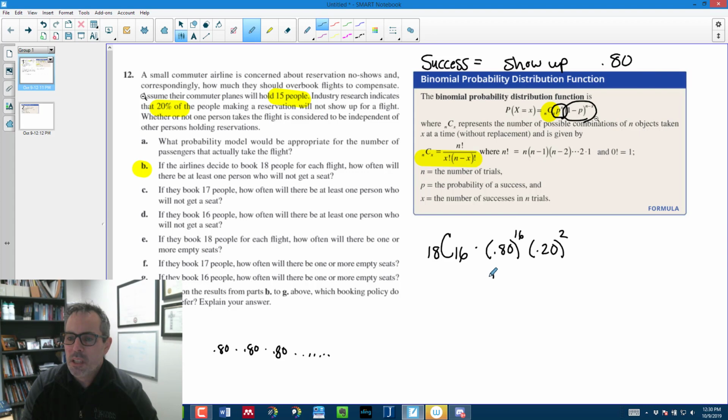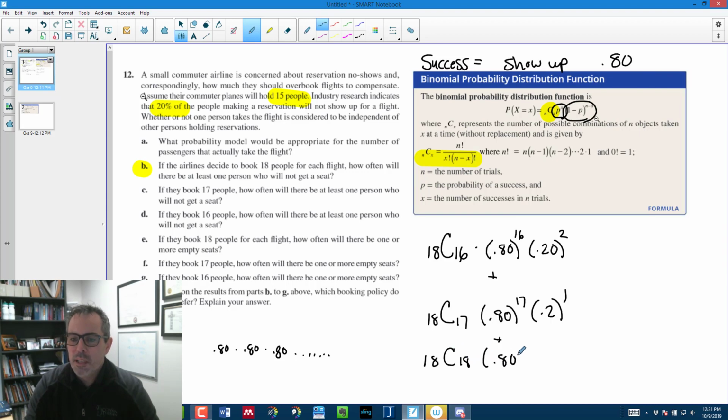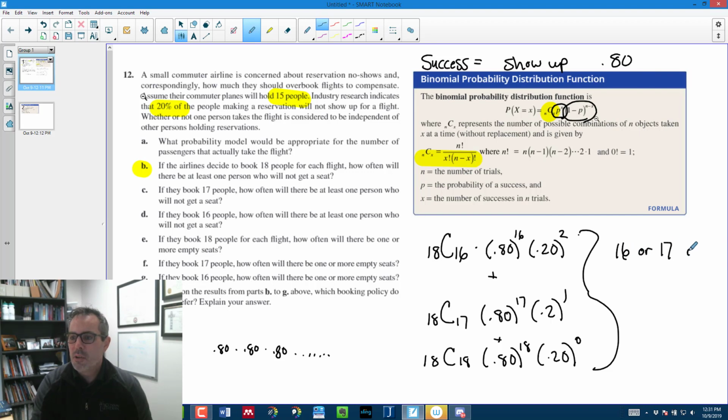to take all of this work and add 18 choose 17 times 0.8 to the 17th times 0.2 to the 1st. That's 17 people show up, plus 18 choose 18, again 0.8 to the 18th times 0.2 to the 0 power, which ends up being 1. But I'd have to add all these things together. This is 16 or 17 or 18 people show up.